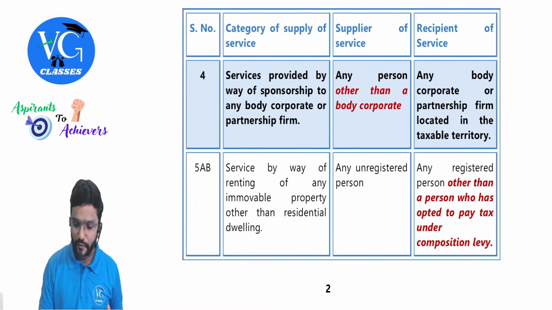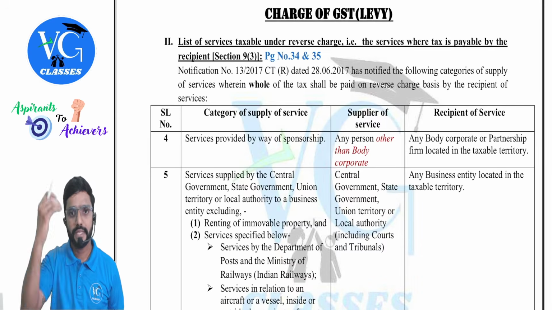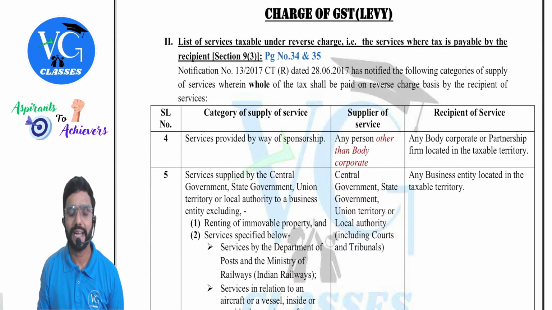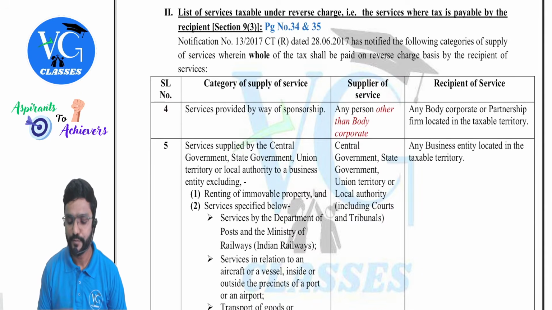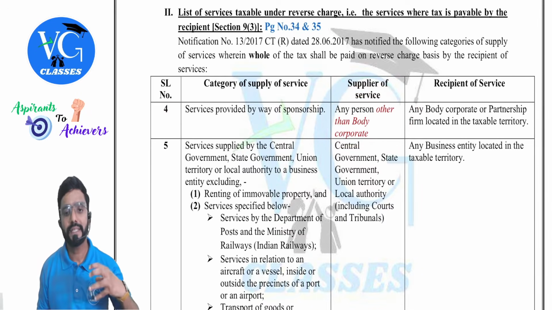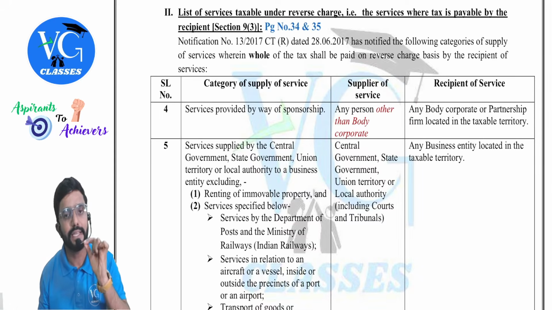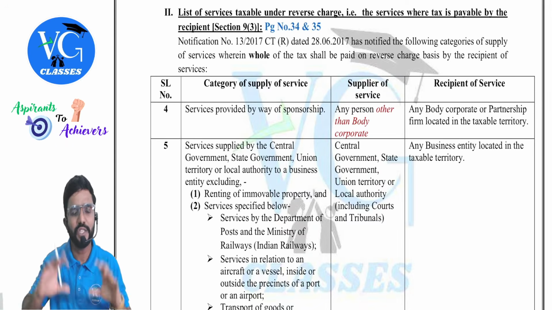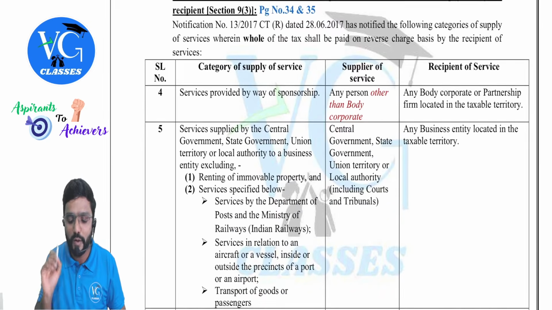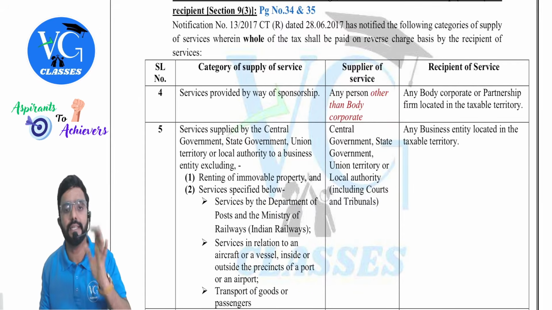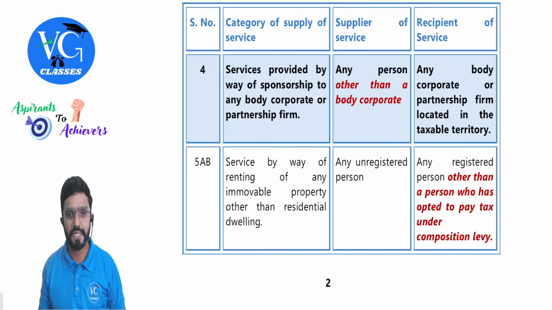Got it? Now, if you come to my provision book, page number 34 and 35, guys, the list of services on which the recipient is liable to pay tax under RCM is given. There you can see entry number 4. You can just update there: any person other than body corporate. In my reference material, whatever I have highlighted in red color is an amendment, guys. The rest, the content in black color, is not an amendment. Don't think that the entire thing has changed. Whatever I have highlighted in red color is an amendment. Got it? Let us move towards the next entry.